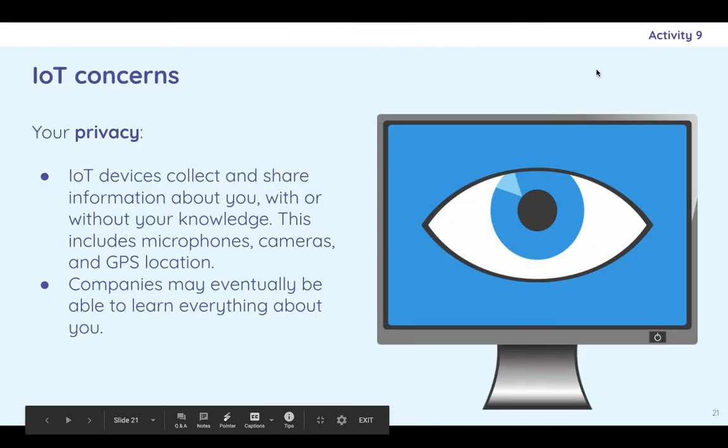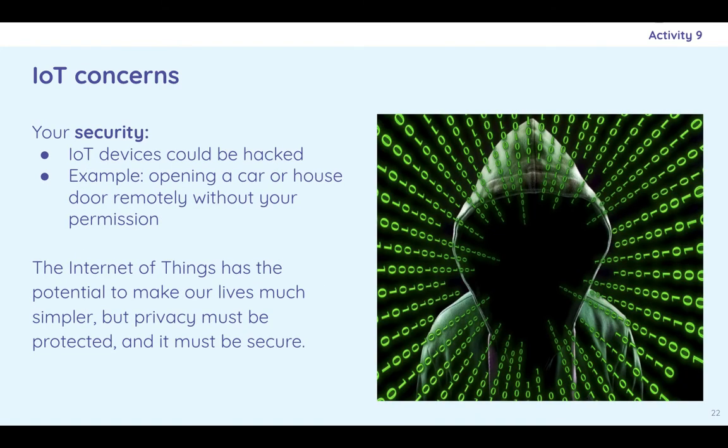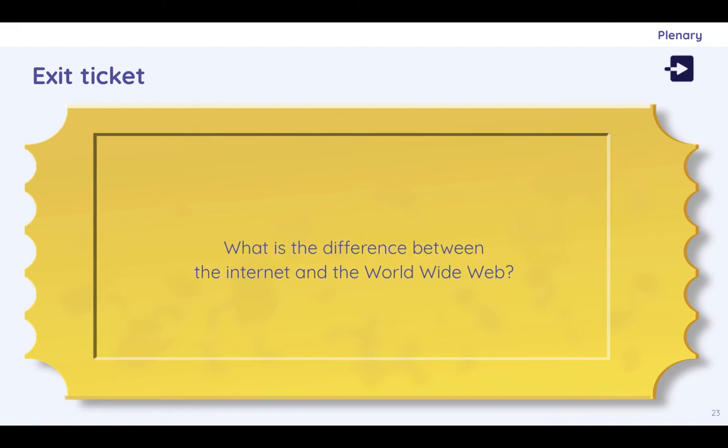So Internet of Things concerns. Privacy is one of the major ones. They can collect a lot of information about you, and companies can learn a lot about you from all this disparate data. We talked about that before. Then security: you could be hacked. A lot of these Internet of Things devices have dubious security practices and are basically all vectors of attack. And just remembering the purpose, one of the main things of this lesson is the difference between the internet and the World Wide Web.